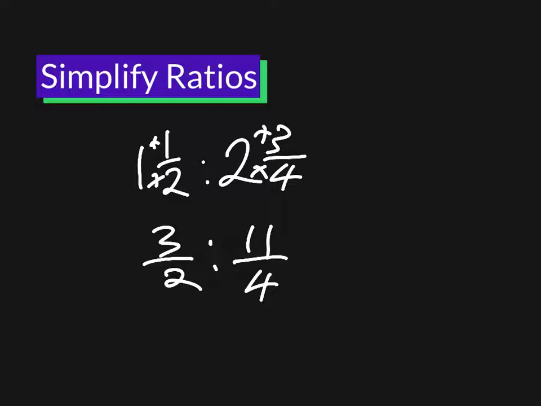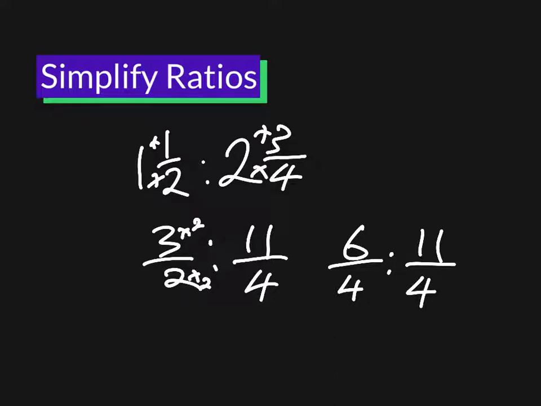Next we need to find a common denominator. So the denominators are 2 and 4. Well, 2 goes evenly into 4, so 4 can be the common denominator. So 3 times 2 is 6, and 2 times 2 is 4. So it's the same as saying 6 over 4 to 11 over 4.